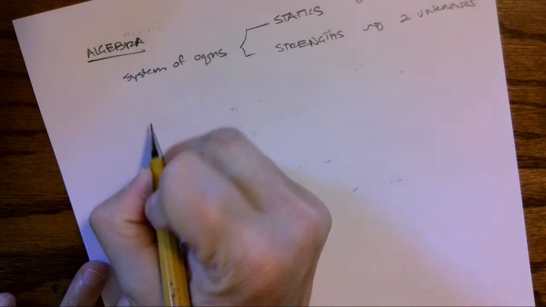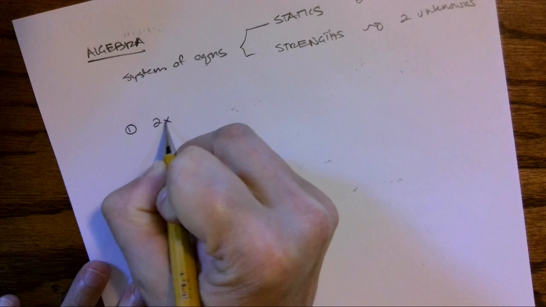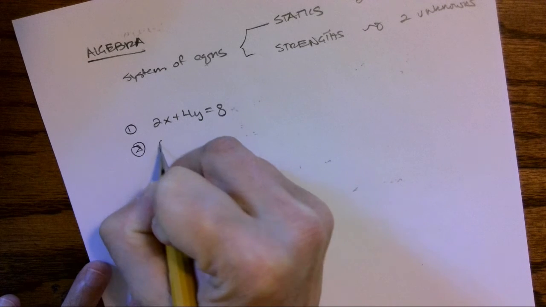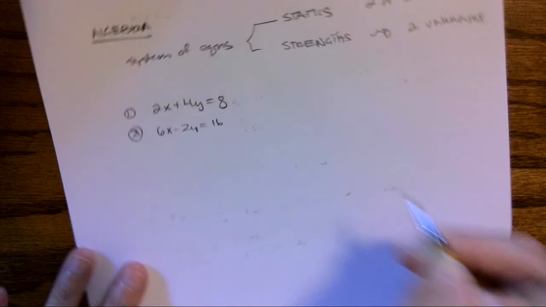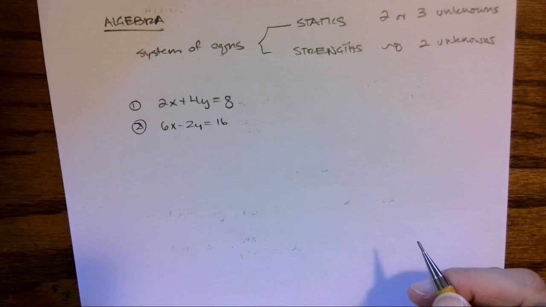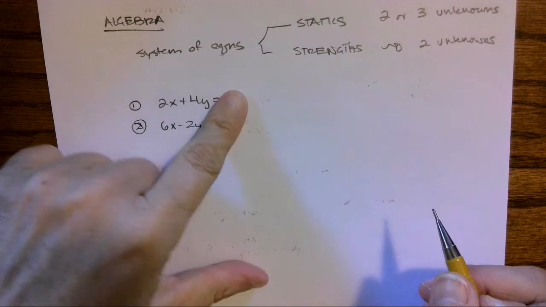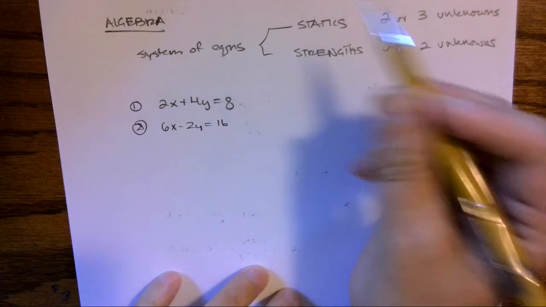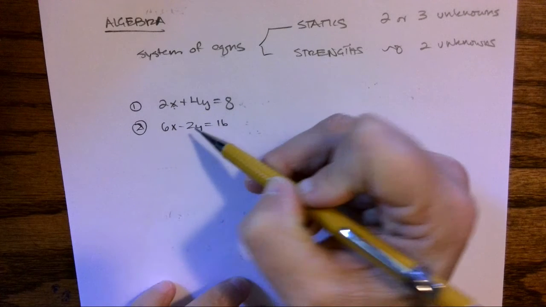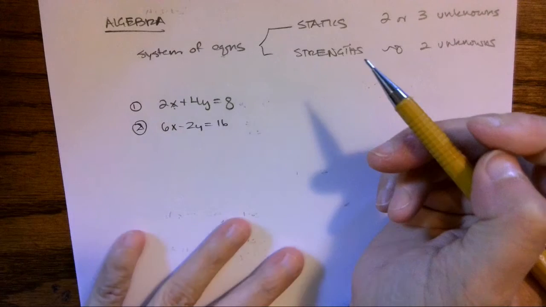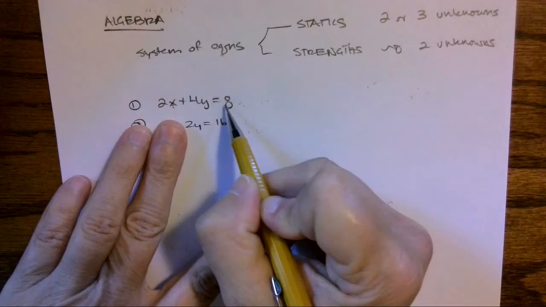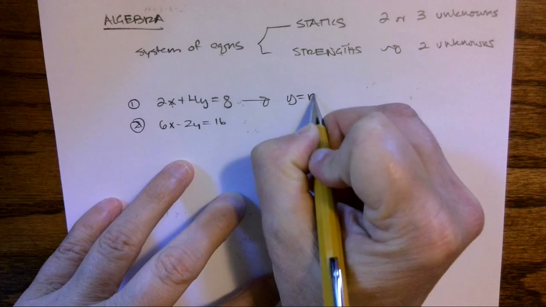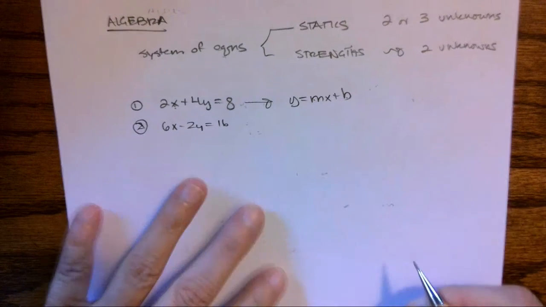If I have 2 equations, let's just say we have 2x plus 4y equals 8. And let's just make the other one 6x minus 2y equals 16. These are both written with x and y on the same side and the known quantity on the right side. If we look at this, we have x, y, x, y. These are both straight lines, linear equations. If I want to rewrite these, I could write them in that typical y equals mx plus b, where we have slope and the y-intercept.